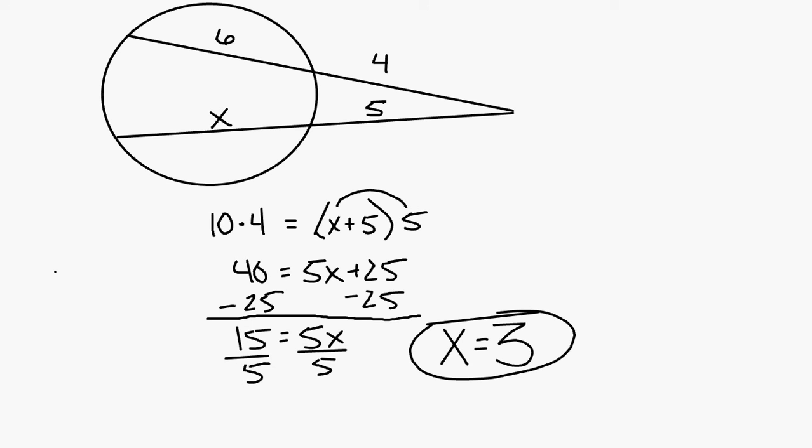You're just going to have to pay attention to where the intersection point is. When the intersection point is on the outside, it's the whole piece times the outside piece equals whole times outside. When the point of intersection is inside, it's the product of the length of each segment. Got it? Anybody got any questions?